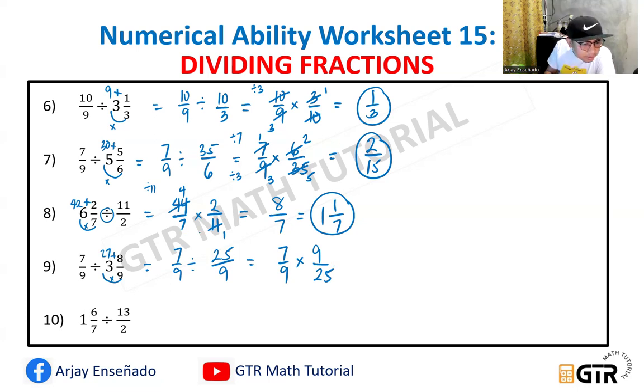Okay, so parang may kulang pala dito. May mali pala. 27 plus 8. Sorry. That is 35. Ayan. 27 plus 8, so that is 35.